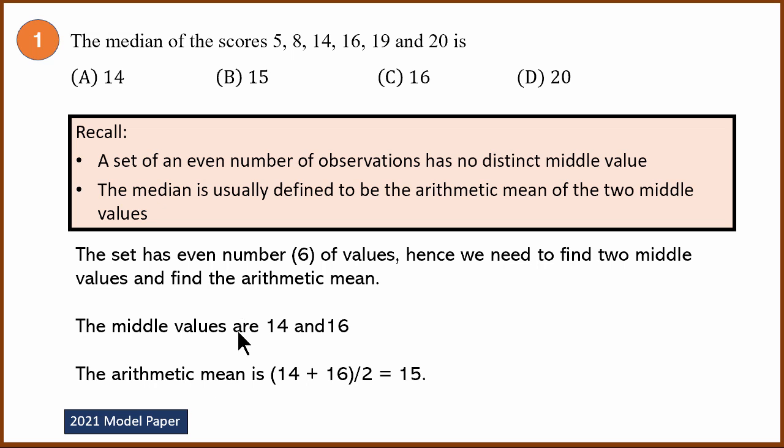The middle values are 14 and 16. Arithmetic mean is given by, what is arithmetic mean? Arithmetic mean is you add and divide by 2. 14 plus 16 divided by 2. 14 plus 16 is 30. 30 divided by 2 is 15. Answer is 15.